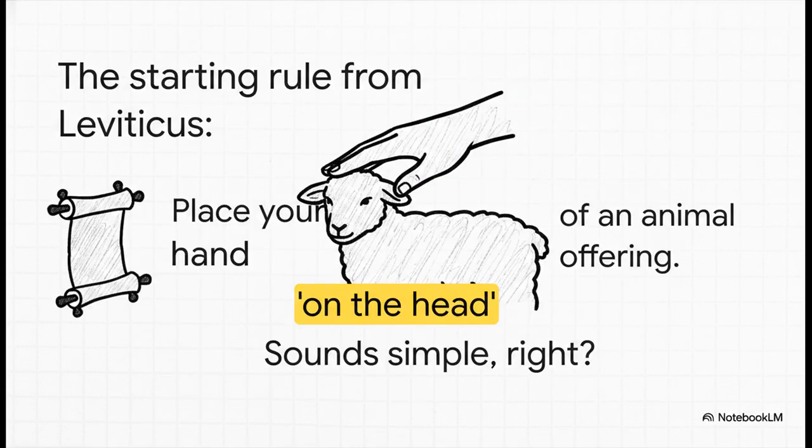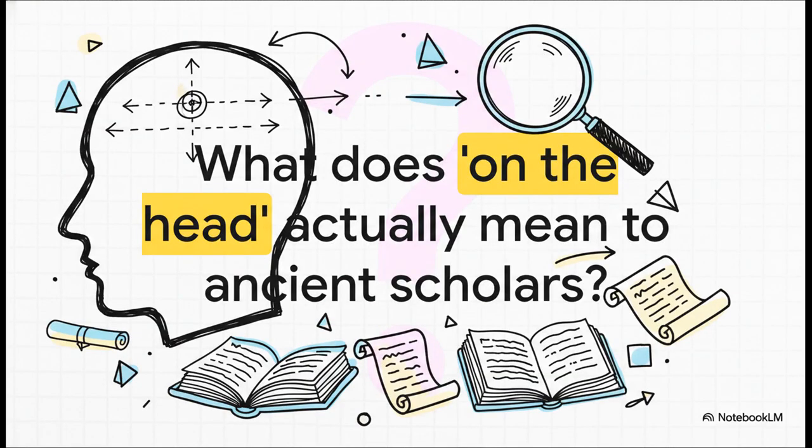All right, so our journey starts with a very specific rule from the book of Leviticus. When you're making an offering, you have to place your hand on the head of the animal. Seems pretty straightforward, doesn't it? But for the ancient rabbis, those 3 simple words were just the beginning of a super deep and complex conversation.